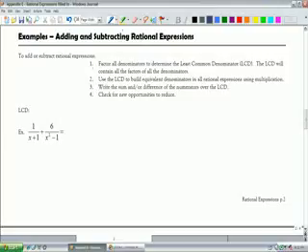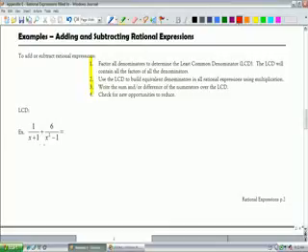So the easiest way is to follow these steps up here. We need to factor all denominators, and we need to determine the least common denominator. Now the least common denominator will contain the factors of all the denominators. And then once we know the least common denominator, we'll use that to build equivalent denominators in each one of our rational expressions. And then we'll add or subtract the numerators, and we'll move on.